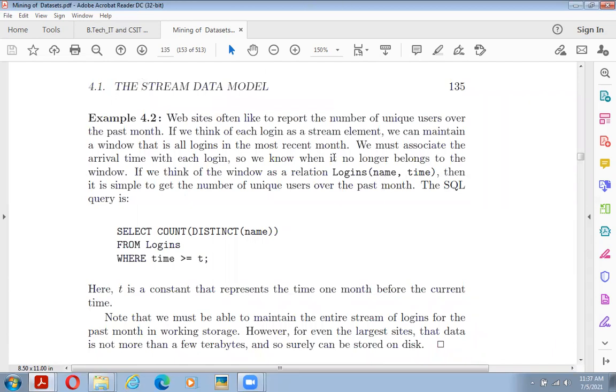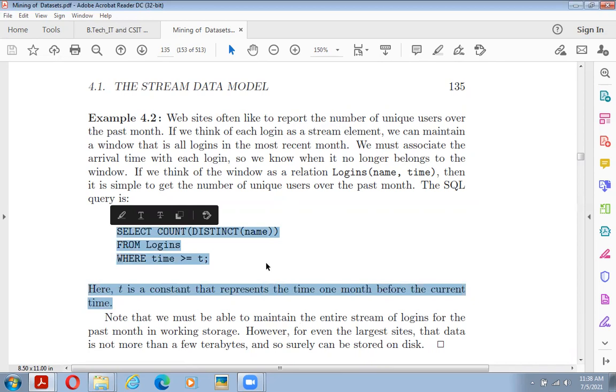So what we are doing is, for each query we are logging, and we are taking the end time as a month, creating a relation login, and we are creating a time of 1 month. We create this query as per our information, where t is a constant that represents the time 1 month before the current time.